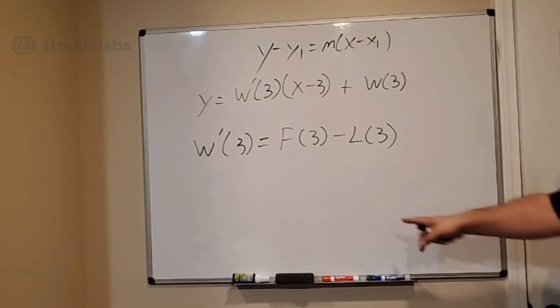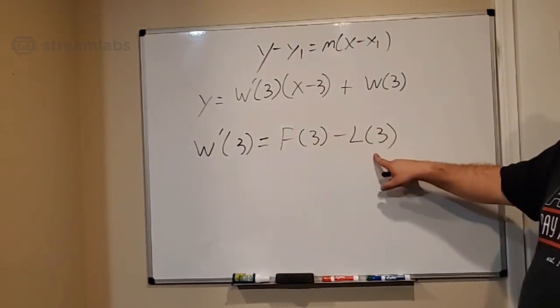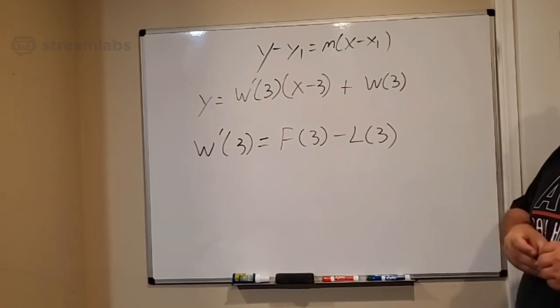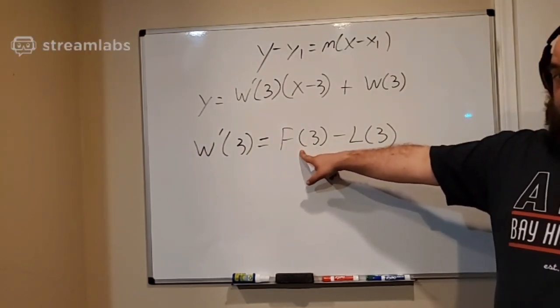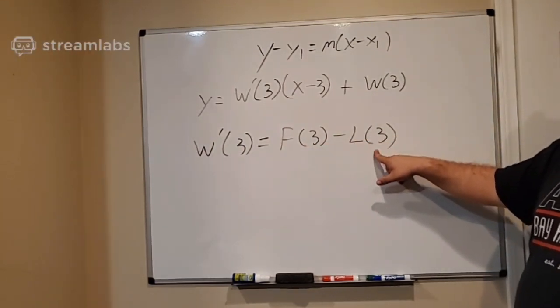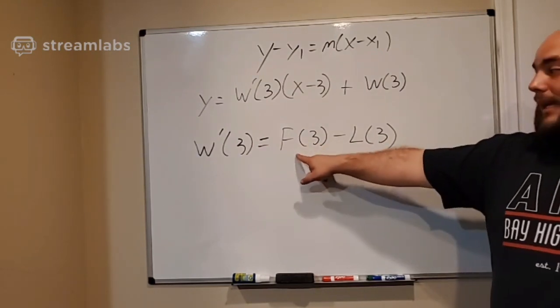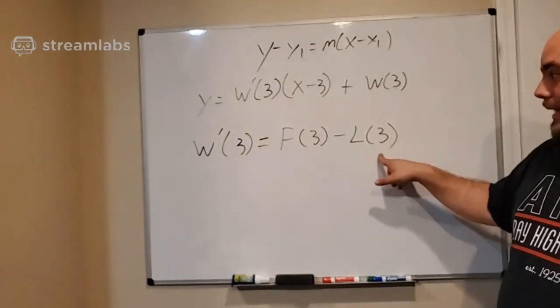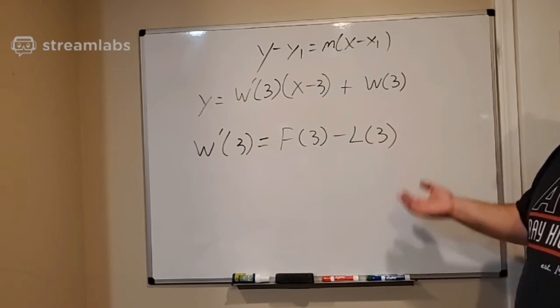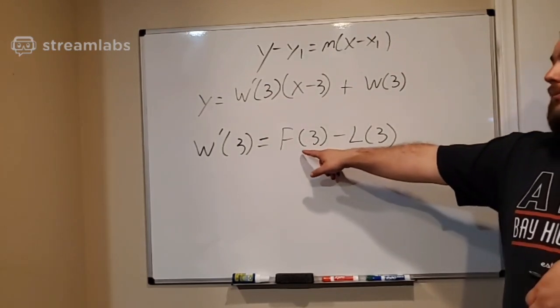F of 3 is how much is coming in. L of 3 is how much is leaving. If more water is coming in, in other words F is bigger than L, then the rate would be positive and it would be filling up. If F was smaller than L, then the rate at which it's leaving would be bigger and the water would be draining out of the tub.